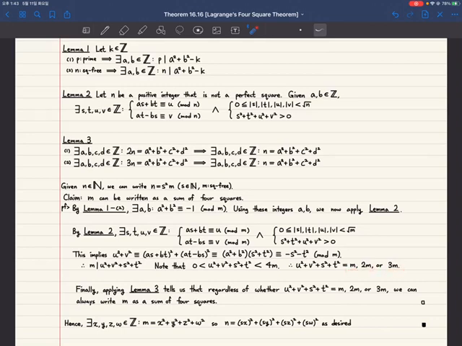Let me just call it the sum. If the sum of the four squares is m, then we are done, right? But if it's 2m or 3m, we can apply lemma 3, and lemma 3 tells us that in whatever case it is, we can always write m as a sum of four squares. So that proves our claim, and hence proves Lagrange's four-square theorem. Thanks for tuning in, and I hope you enjoyed this video.